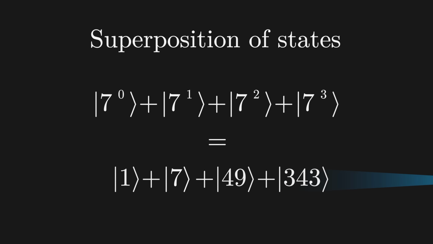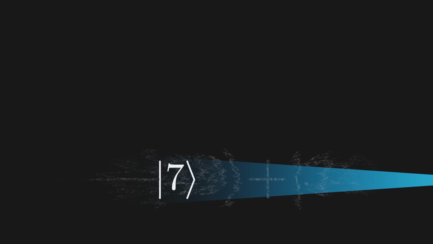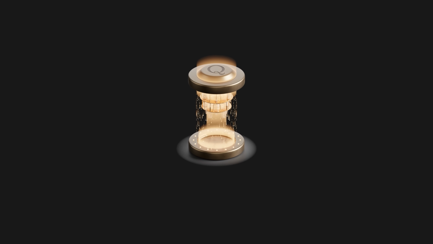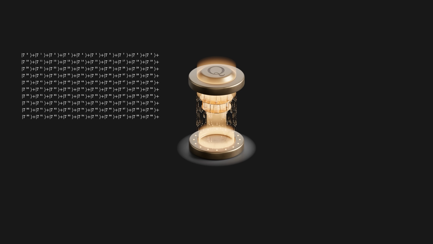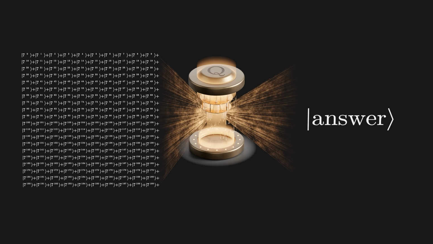When you make a measurement, you only get a single value from the superposition, basically at random, and all the other information is lost. So, in order to harness the power of a quantum computer, you need a smart way to convert a superposition of states into one that contains only the information you want. This is an incredibly difficult task, which is why for most applications, quantum computers are useless.